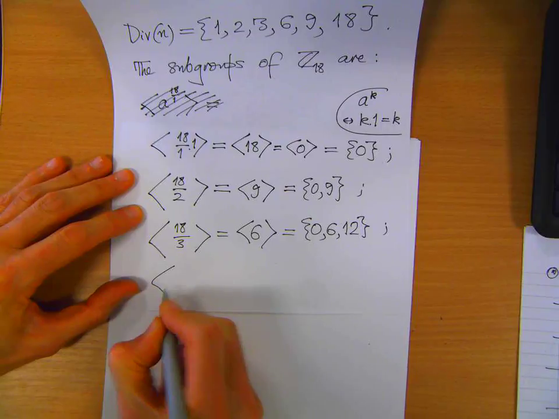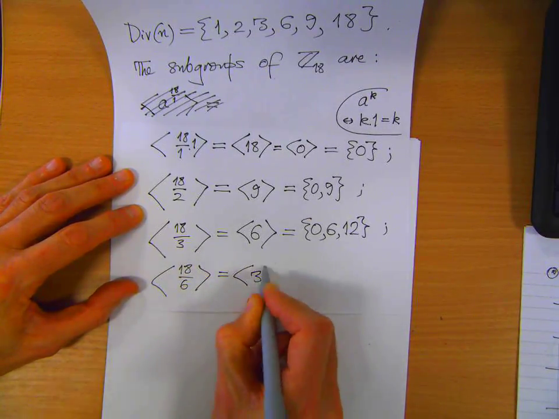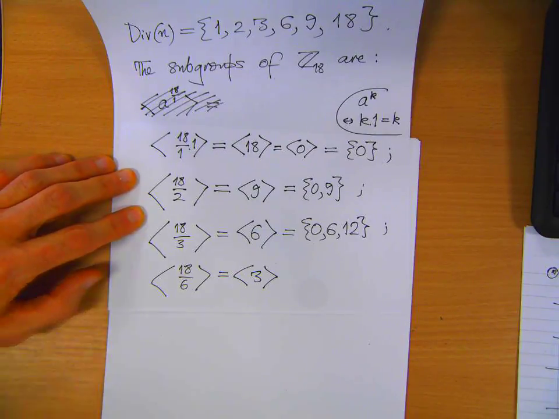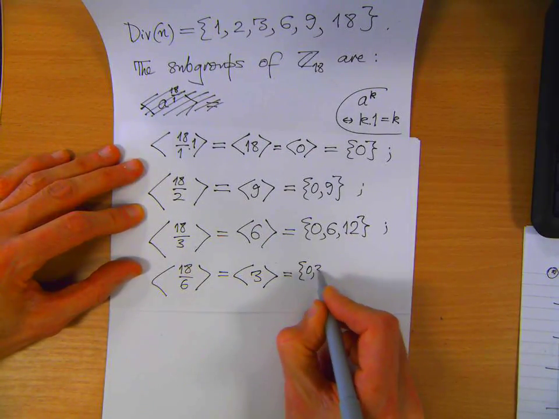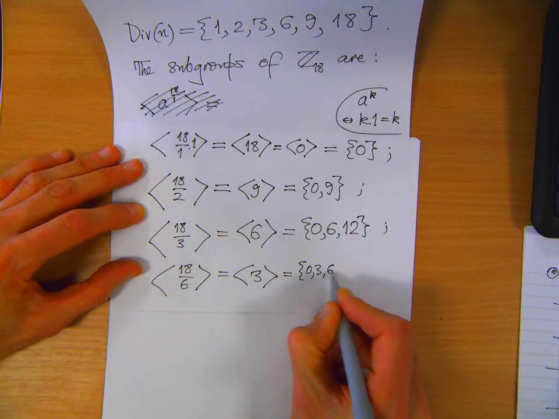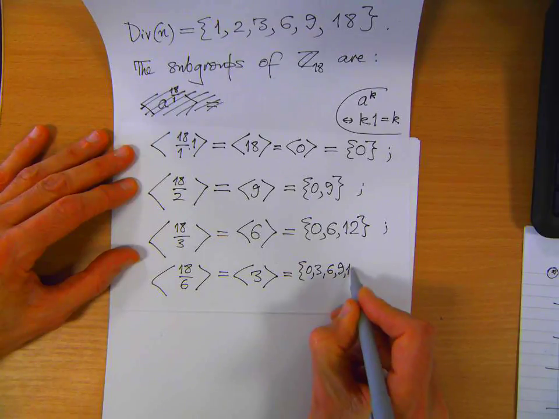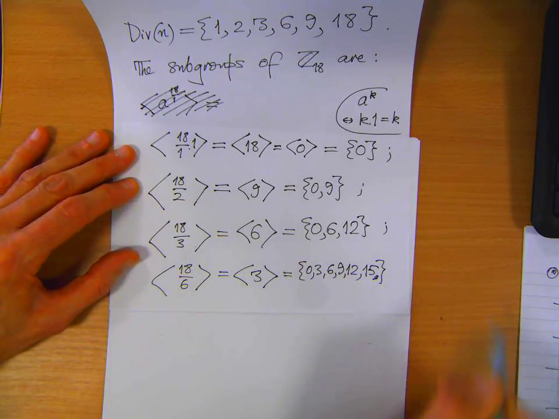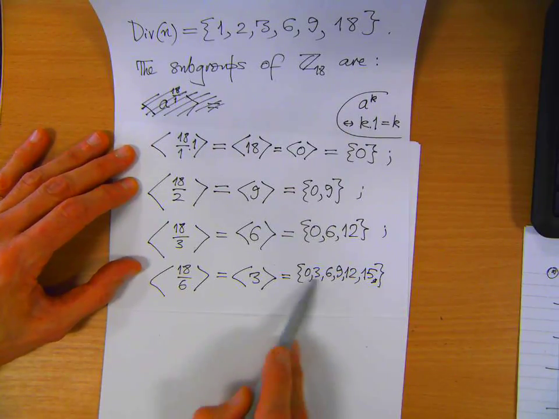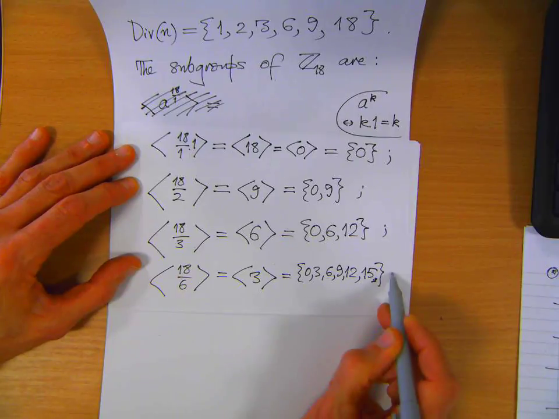So the next divisor is 6. So we're looking at the generator 3. And we're expecting the subgroup to have 6 elements. So we get 0, 3, 3 plus 3 is 6, 3 plus 3 plus 3 is 9, and so on. So we get up to 15. If we add another 3, we'll get back to 0. So that's 1, 2, 3, 4, 5, 6 elements.